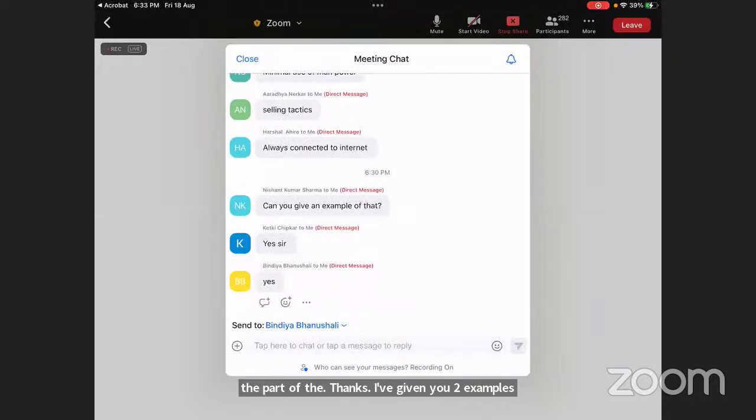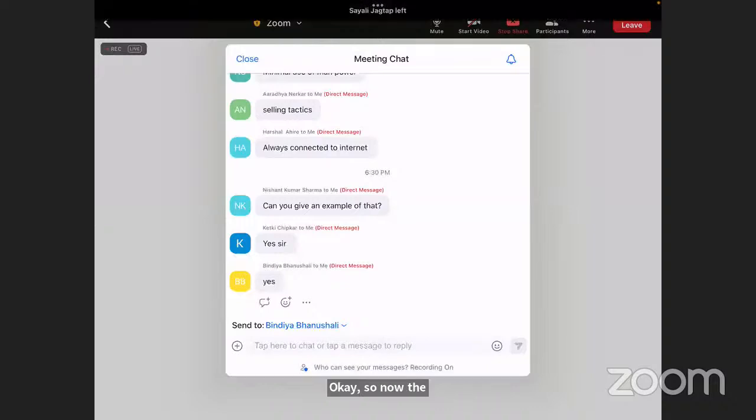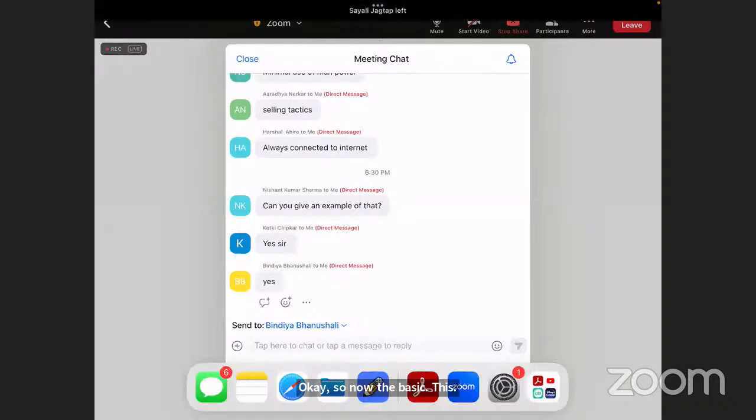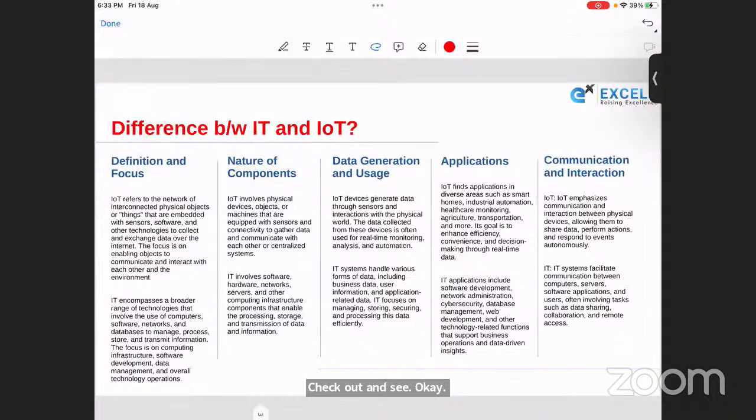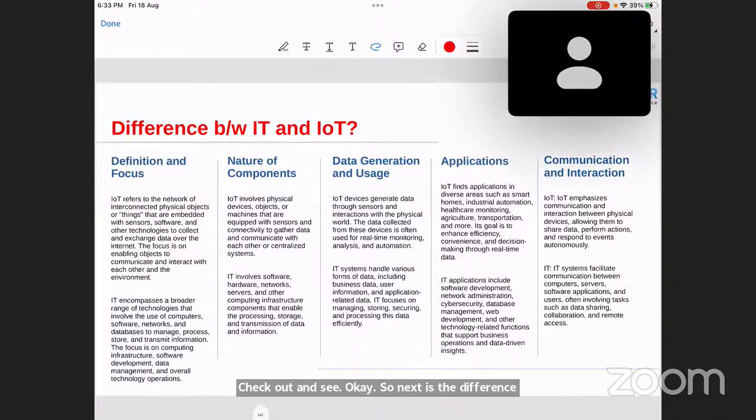Okay, so now the basic part is the difference. I will be on this page for some time so that you can check it out and see. Okay, so next is the difference between IT and IoT. I will not show this page first. I will ask you guys, what is your thinking?